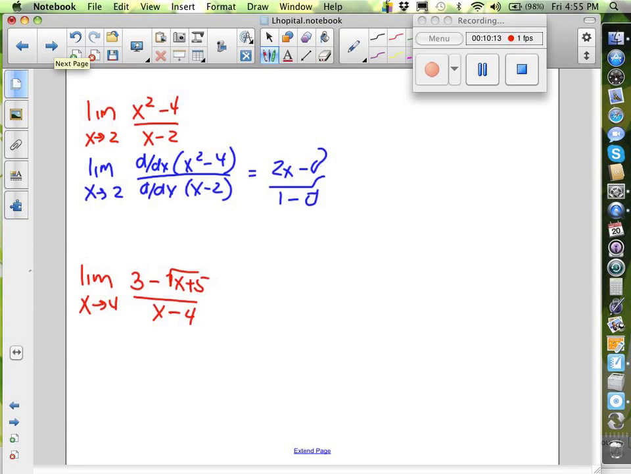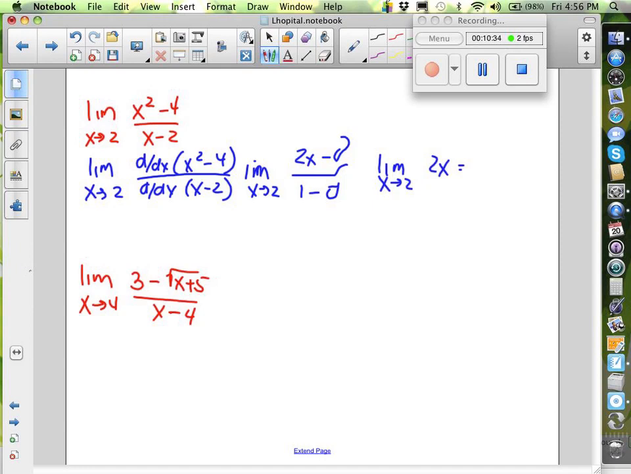So now we've got, oops, I should have written the word limit in there. So we have the limit as x approaches 2 of 2x, no reason to have the minus zeros or the 1 in the denominator there. And if we plug in now, we get 2 times 2, which is 4, just what we got before. Boy, that 0 is really bothering me.